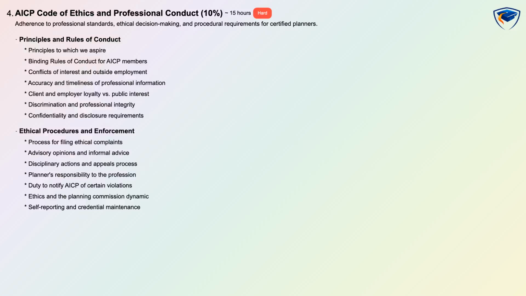disclosure requirements. You will also learn the procedures for filing ethical complaints, how advisory opinions and informal advice operate, disciplinary actions and appeals, a planner's responsibilities to the profession, duties to notify AICP of violations, and the practical dynamics between ethics and planning commissions. Practicing ethical scenarios and reviewing enforcement outcomes will be essential to apply rules under exam conditions.